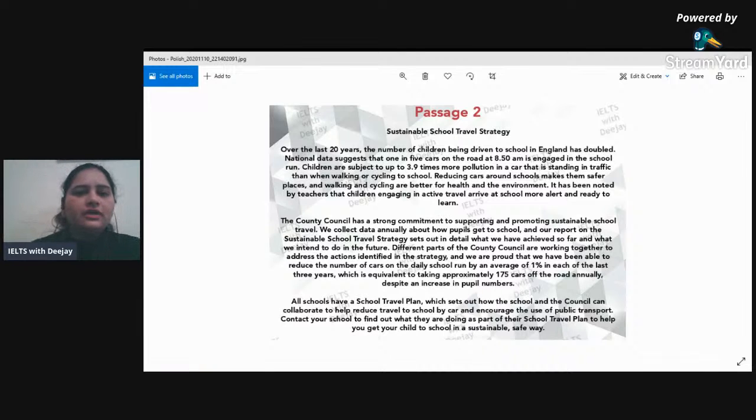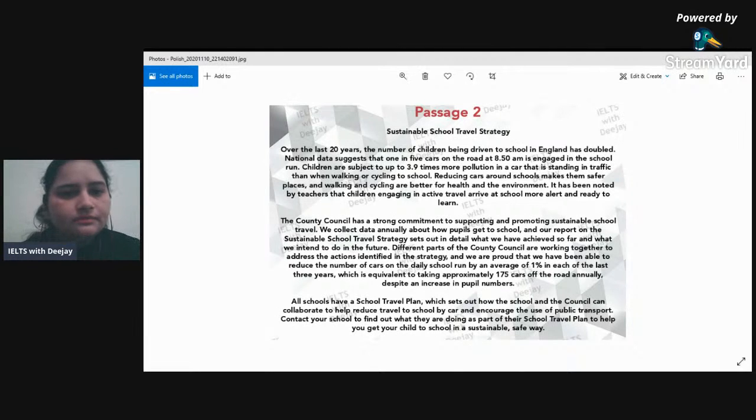Because we're not able to find it anywhere. There is no such comparison about the accidents, which are highest or which are lowest, by walking or by driving a car. There is nothing in the passage. You will not be able to find this information. So this is the reason we have marked not given. If you can read it.